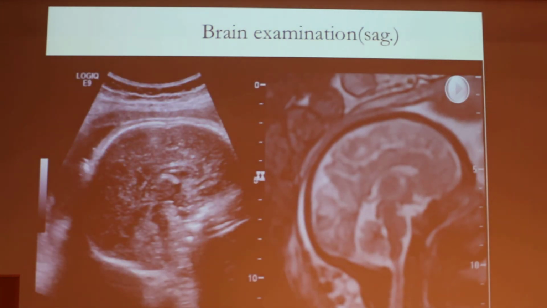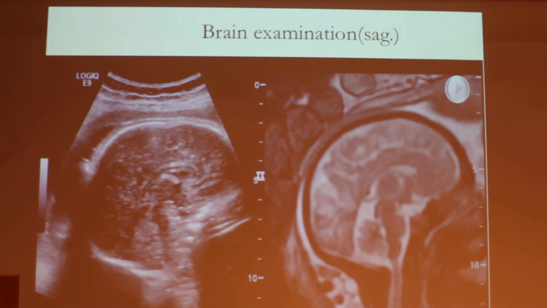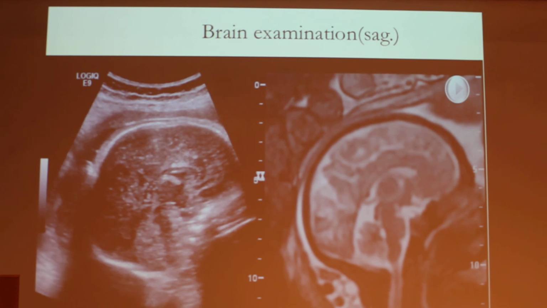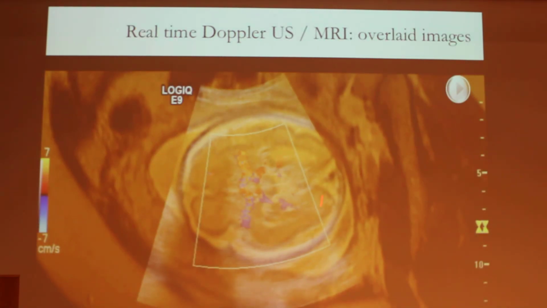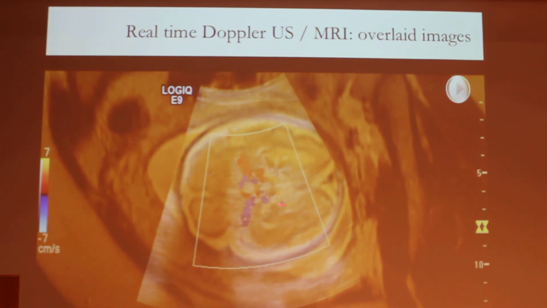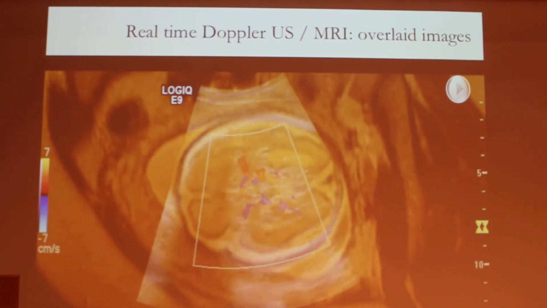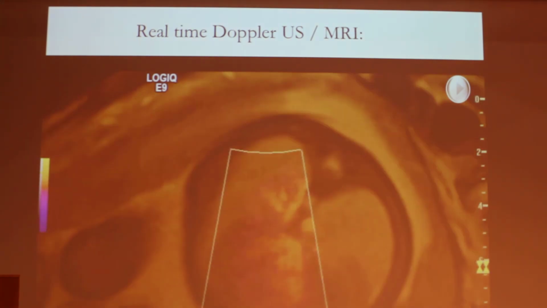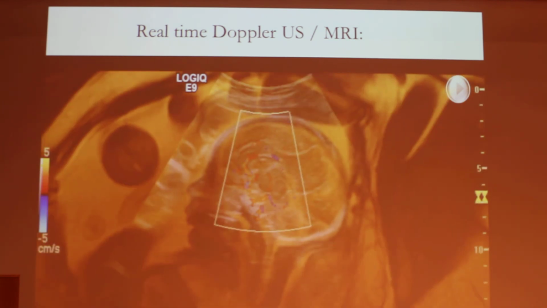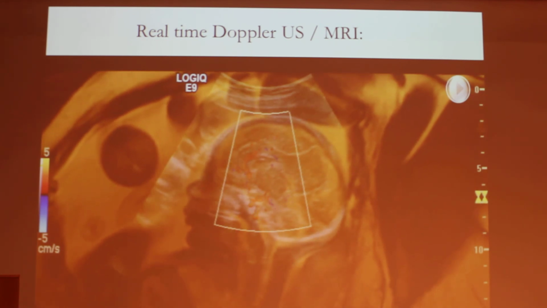This is the same thing in sagittal views. And you can also add the information, for example, of Doppler on your MRI image. And this is the image of the Willis polygon that is superimposed on an MRI image. These are some other examples. And these are really new images because you can add the information of both ultrasound and MRI.